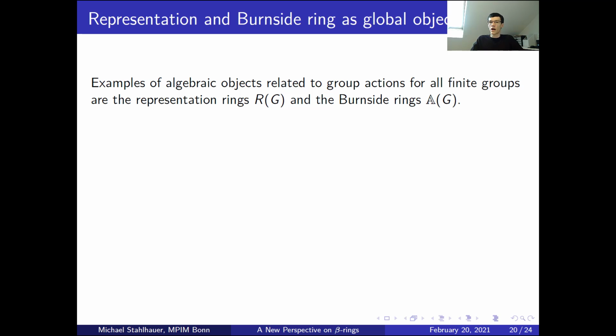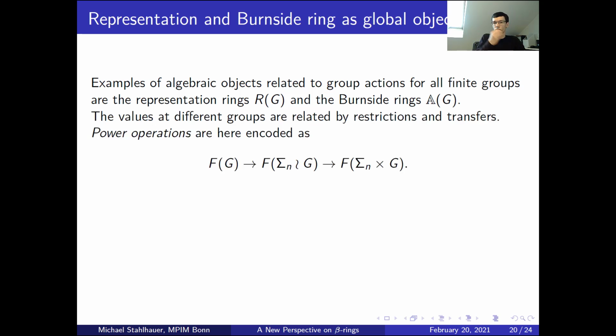So the two basic examples of globally algebraic objects are the representation ring and the Burnside ring. So you see those are defined for all finite groups, and they satisfy certain relations. So we have restrictions for homomorphisms of groups. So if we have a G-set, we can restrict the action to be a K-set action. And if we have a subgroup, we can transfer or induce up the action. So that's the thing we used in defining the ring structure on lambda and on beta. And looking at these Sigma n actions on powers, we can also encode power operations here.